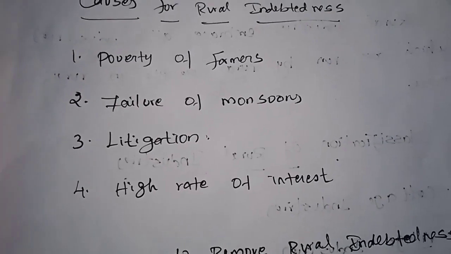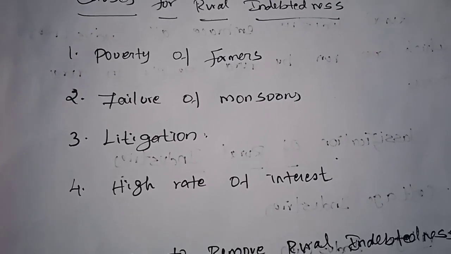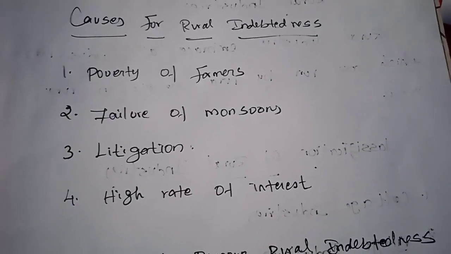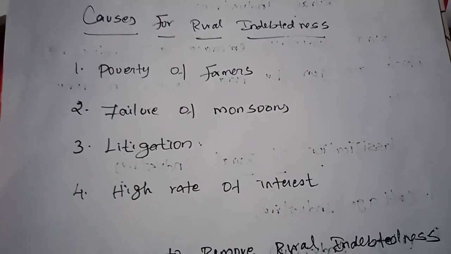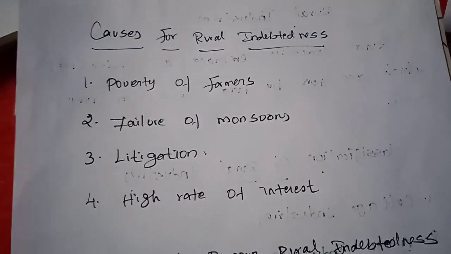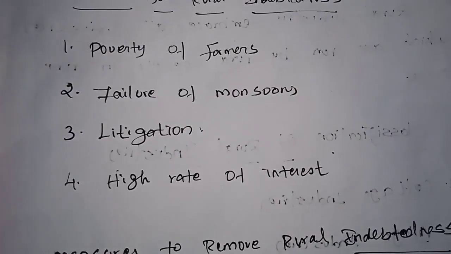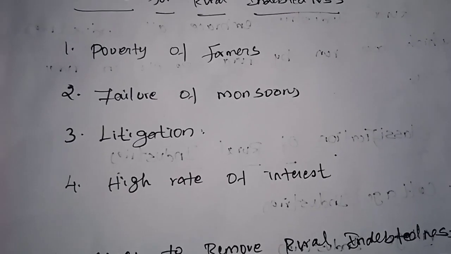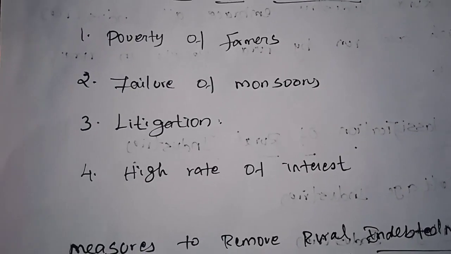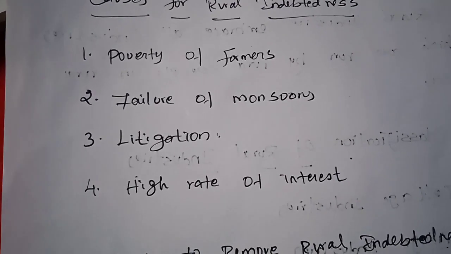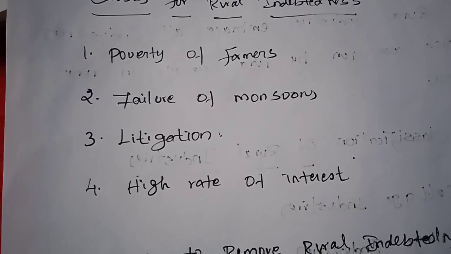So the local money lender may occupy all the resources of the farmers. So the poverty of farmers, the failure of monsoons, the litigations and the high rate of interest are all causes of rural indebtedness. Not only that, there are other reasons: some farmers will never go to work, and some people do unnecessary things like gambling and drinking alcohol, and they spoil their health also.